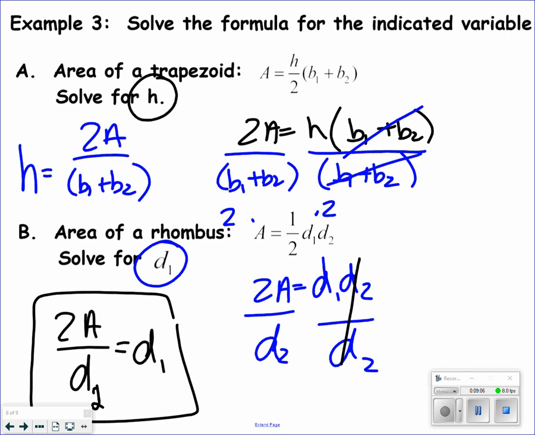This can be confusing for people because there's no numbers. You're used to solving equations that have numbers in them. Now I'm asking you to solve equations that have letters in them.